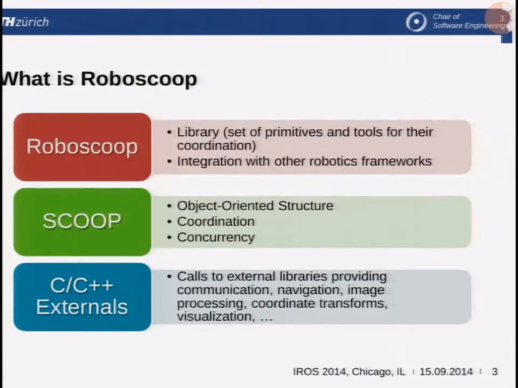So the method they propose is called RoboScoop. It's a library which also allows the integration with other robotic frameworks like ROS, and it's based on the programming language Scoop, which has an object-oriented structure and allows the coordination and concurrency of tasks. It also allows calling external libraries like C, C++.